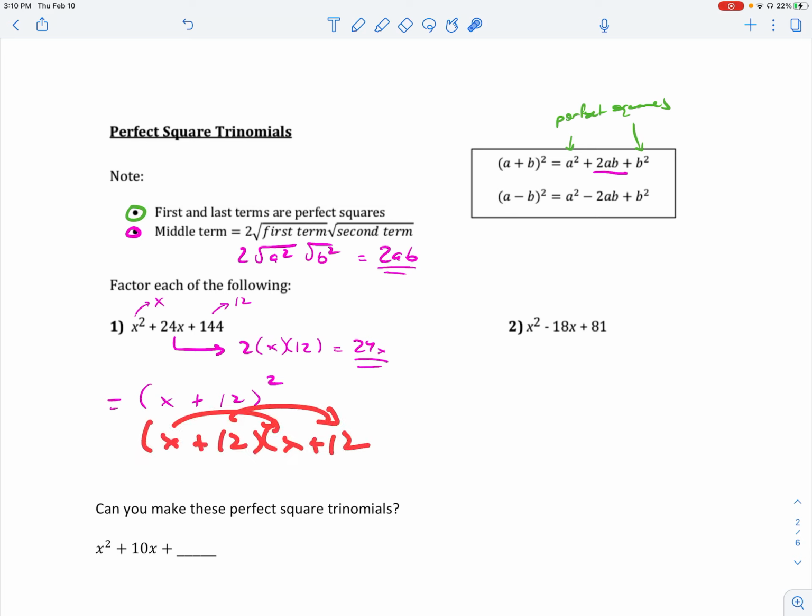Okay, and do your distributing, collect all your like terms, and you're going to see you get this pretty polynomial that we had at the start.